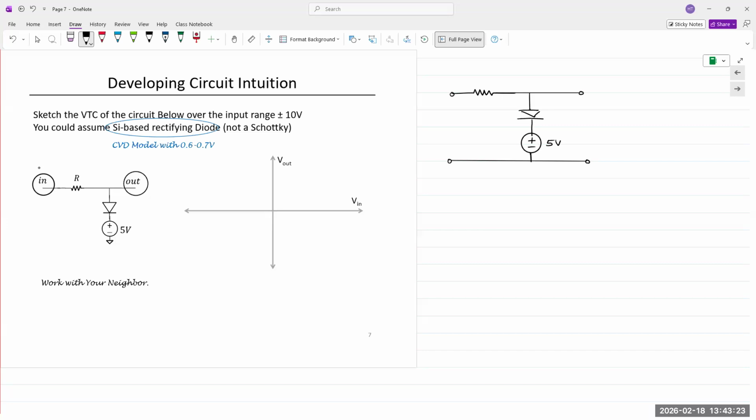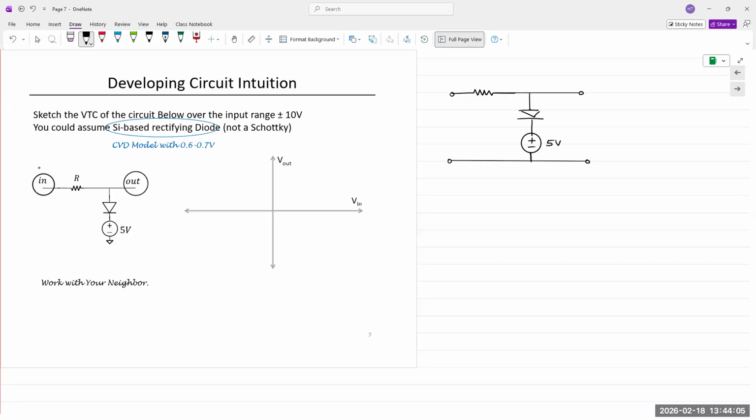So what's the first thing you notice? 5 volts. What does that mean? Yeah, exactly. The cathode is connected to plus 5 volts. So if V in is less than 5 volts, is the diode on or is it off? If it's lower than 5 volts, the diode is off. That means if V in is greater than or equal to 5 volts, the diode is on.